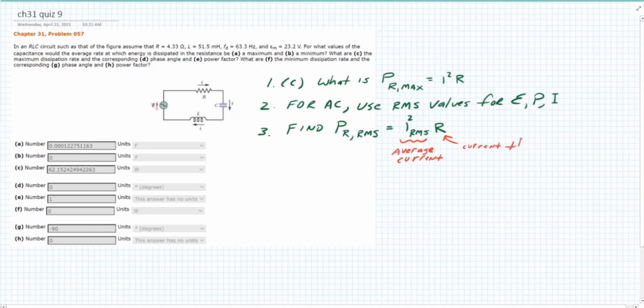and then this is the current through the resistor, which creates heat. Okay, it's number 4 then.